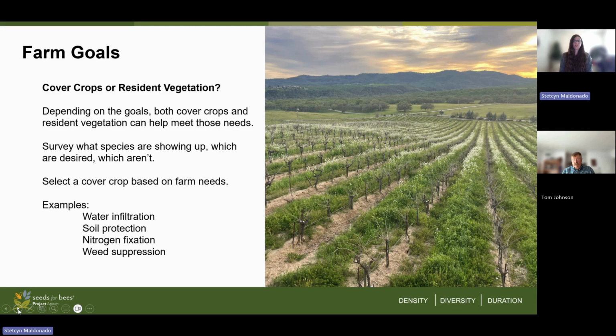If you're going to choose a cover crop, then you want to do it based on farm needs. So I have a few examples here. I have water infiltration, soil protection, nitrogen fixation, and weed suppression. So for example, a cover crop would do really well at suppressing your weeds or fixing nitrogen, depending on how it is designed, and also water infiltration as well, while resident vegetation will definitely help with protecting your soil and can affect water infiltration depending on what you already have showing up in your area.